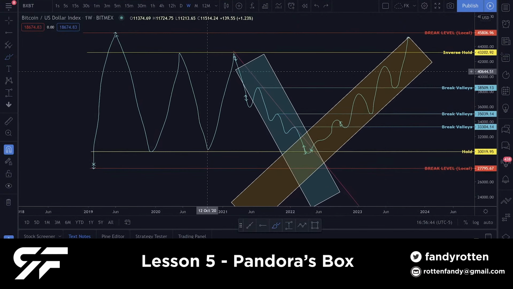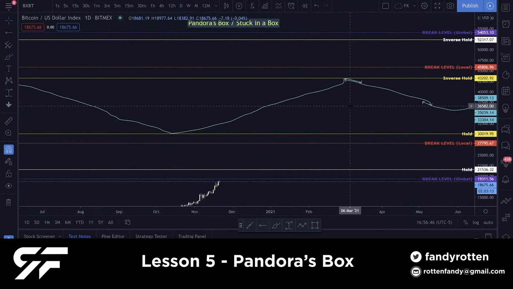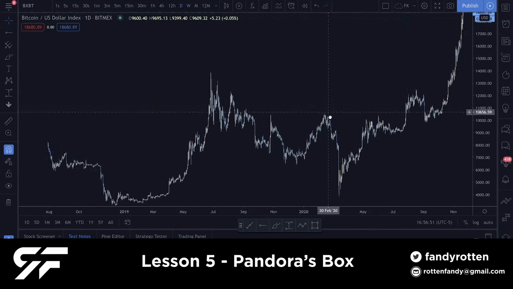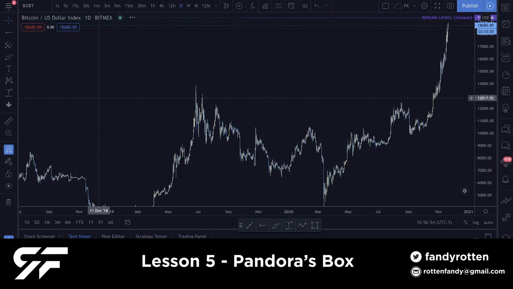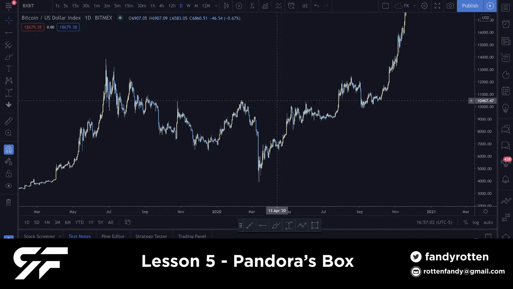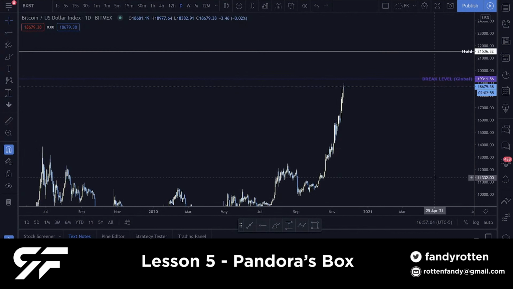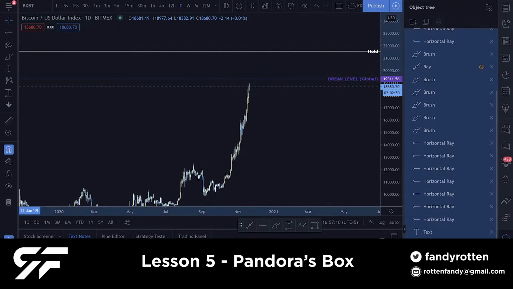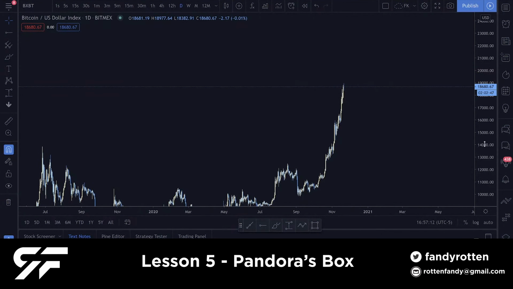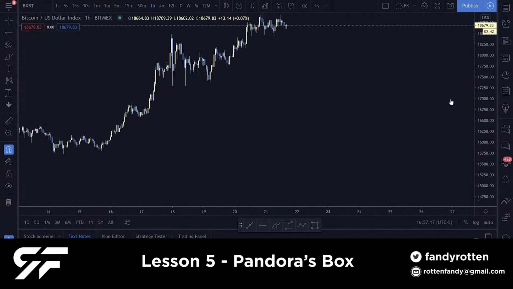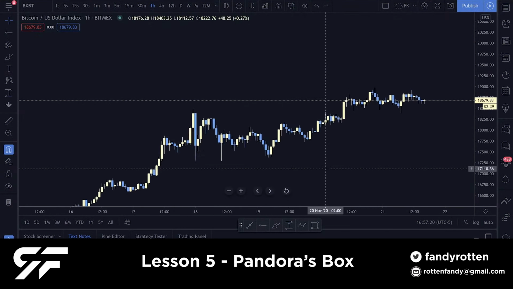Let's look at a couple of examples to wrap up this lesson. The move was stuck in a Pandora's box. When you have something going sideways like over here, you can say it's stuck in a Pandora's box. But you know what I will do? I will take out all of this stuff from here. Put it on invisible for right now. And very locally, up until yesterday, it was stuck in a Pandora's box. So why don't we look at this box, right?